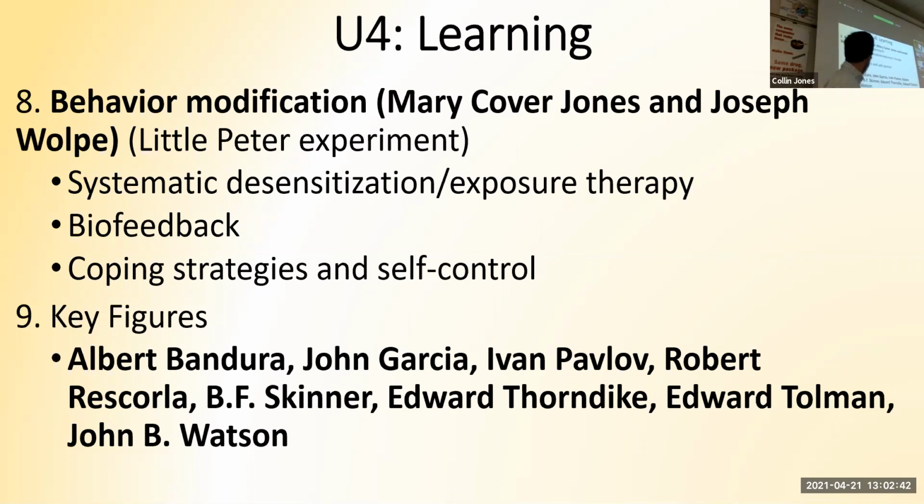Thorndike is the guy who came up with the law of effect with the cats, rewards and punishments. Tolman did latent learning. And John B. Watson is the behaviorist, the father of behaviorism, who did the little Albert experiment. Any questions about Unit 4?